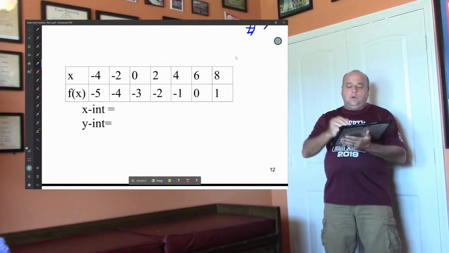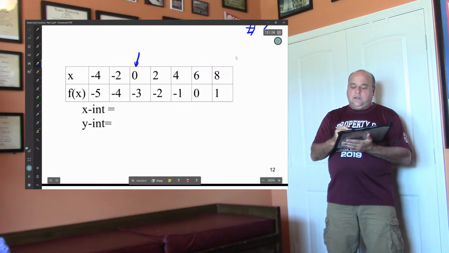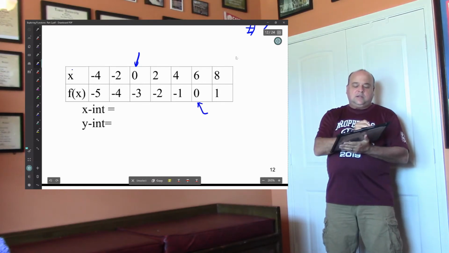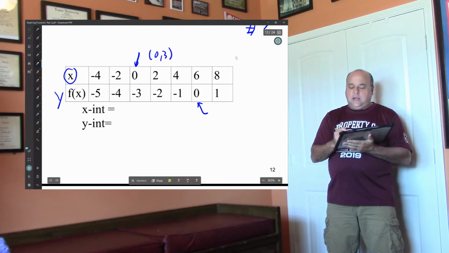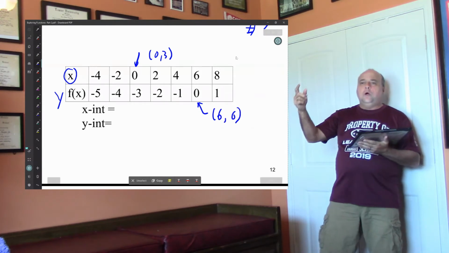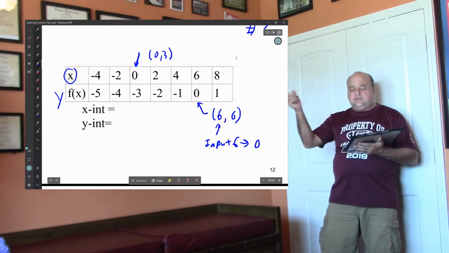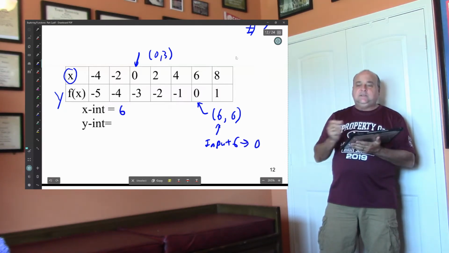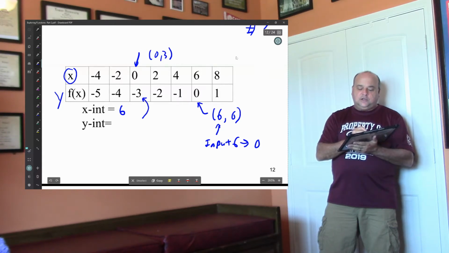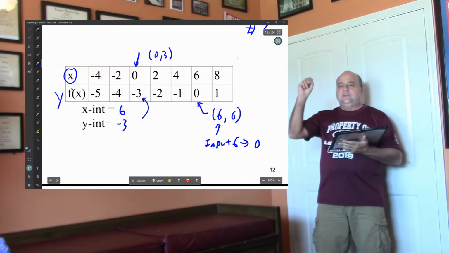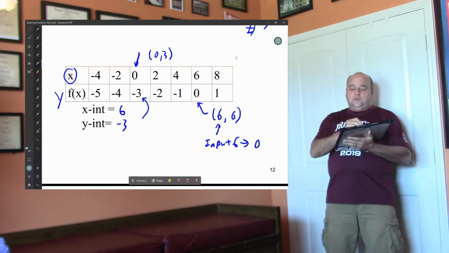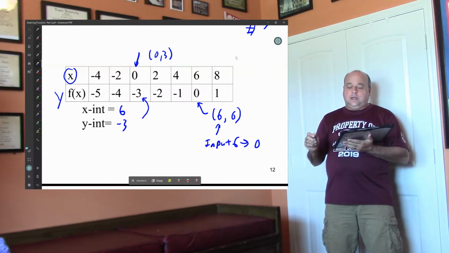Now then, in a table, this ordered pair has a 0 and this ordered pair has a 0. So the top is x, the bottom's y. This ordered pair would be 0, comma, 3, and this ordered pair would be 6, comma, 0. So which one would be the x-intercept? This means if you input 6, you equal 0. So this is your x-intercept, which is going to be 6. This number right here is your starting number in it. That's what the 0 is equal to. So if you input 0, you start off at -3, okay?